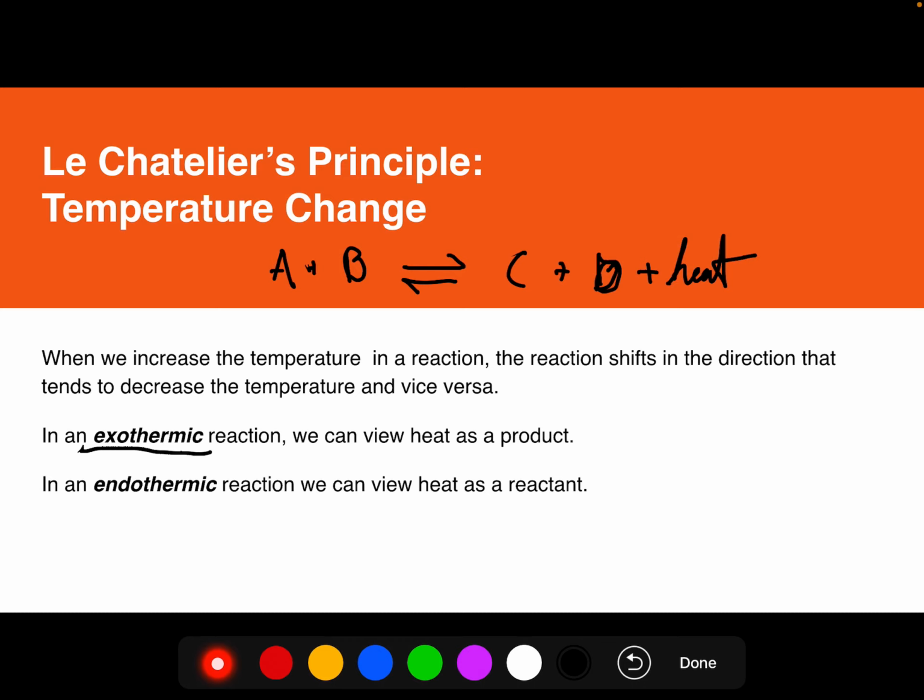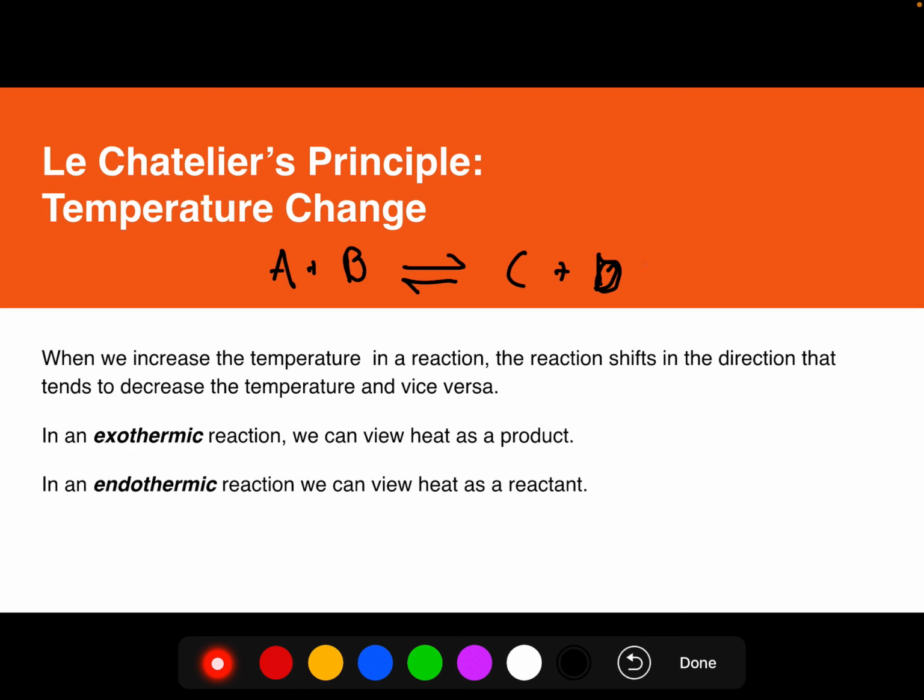So, thinking in terms of concentration, if I increase the temperature of this reaction, which direction is it going to go? Well, if I'm increasing the concentration of heat, that's a product, it's going to shift toward the reactants, like we already talked about. If I decrease the temperature, that's like decreasing the concentration of heat. So in that case, the reaction would shift this way. That's all for an exothermic reaction.